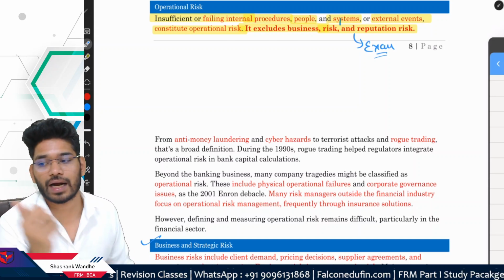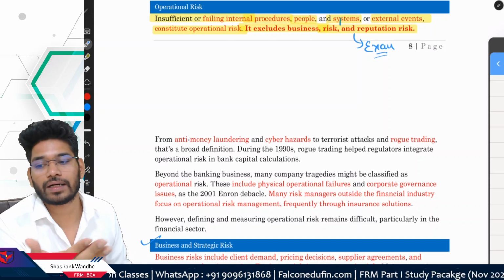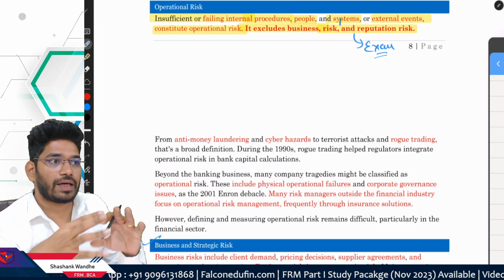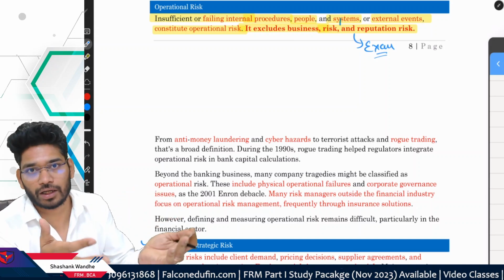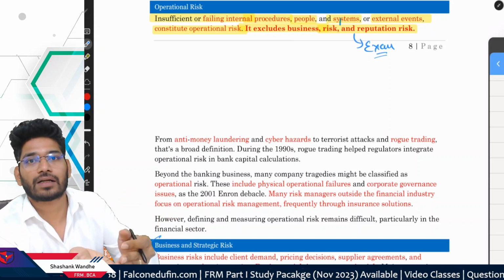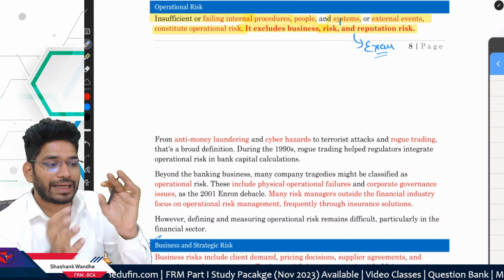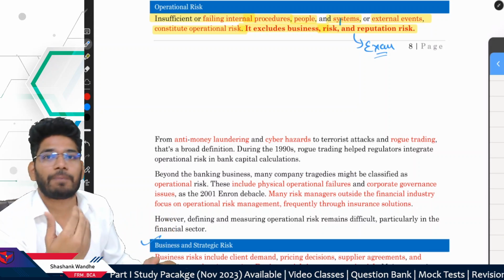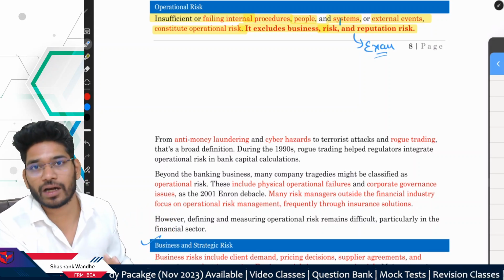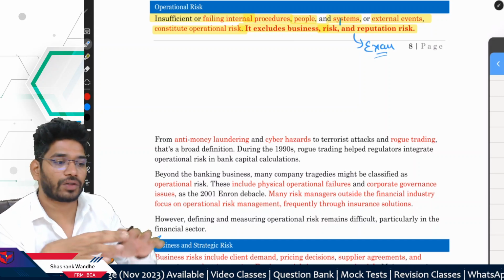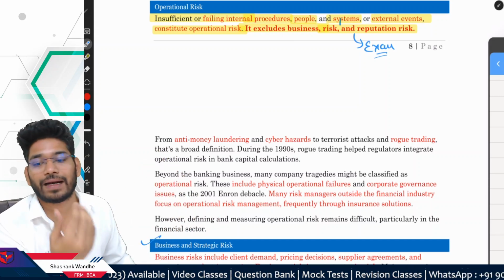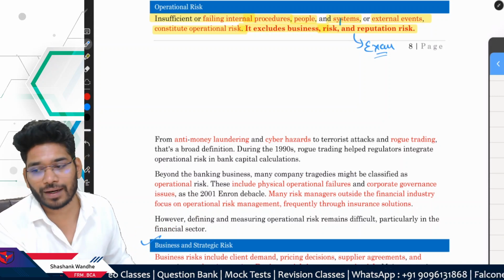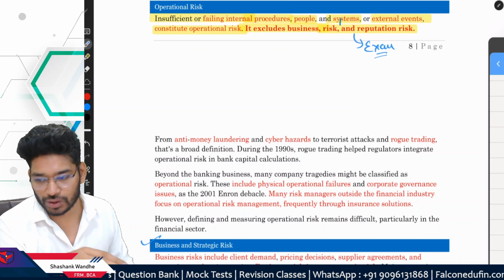But right now you have to understand any risk generated from a failed internal process, meaning cash embezzlement is happening. Someone is laundering money with the help of your bank. So this is a failed internal process. You don't have internal checks to identify and detect money laundering activities. If this is happening, this is a failed internal process. Failed people: people means there is an employee who committed fraud. Failed system: your computers crashed, the bank server crashed. External events: earthquake, war, nuclear war, and the like. It constitutes operational risk.